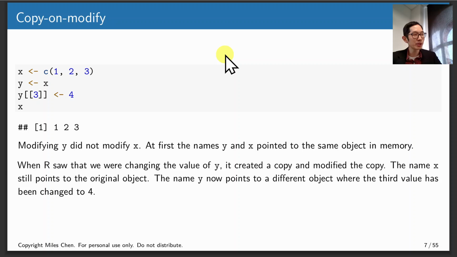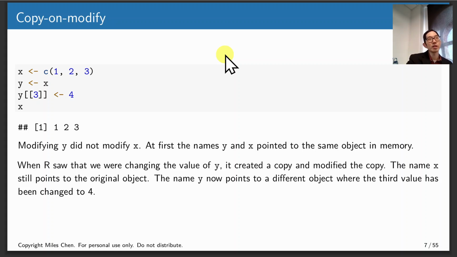So here we create an object X, and it has the values 1, 2, 3, or we bind the name X to the object 1, 2, 3. We also bind the name Y to the same object. And then in this line of code, we say Y subset 3, and we assign 4 to that. So we're changing the third value in Y to the value 4. And then if I ask what is X, we might have expected that the third value in X is also 4, but it's not. If you did something like the equivalent of this in Python, it would change, but in R it doesn't.